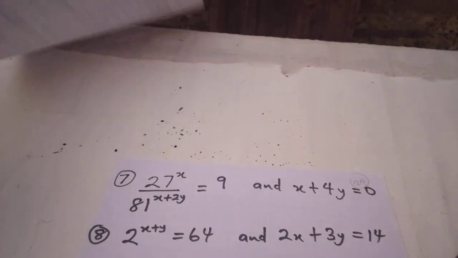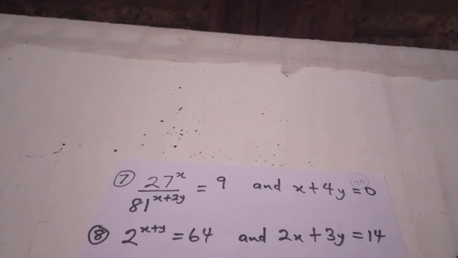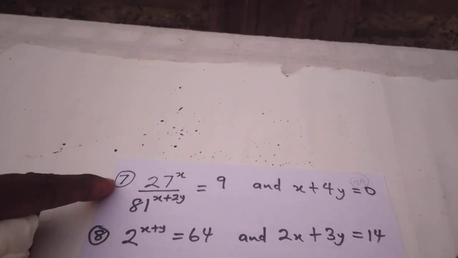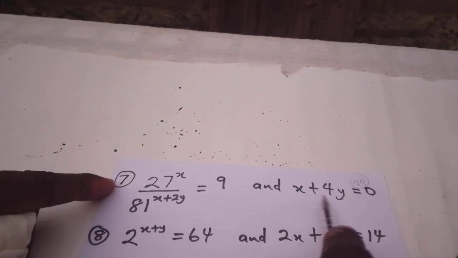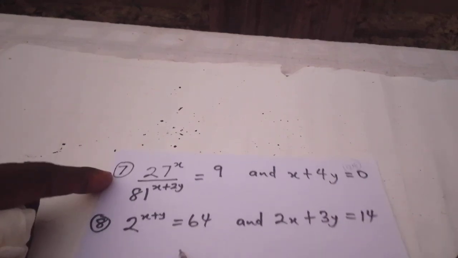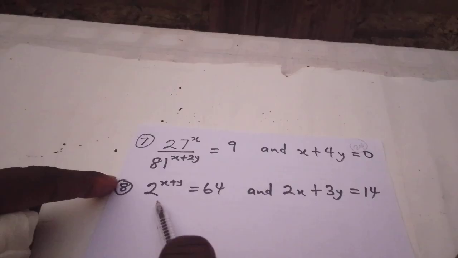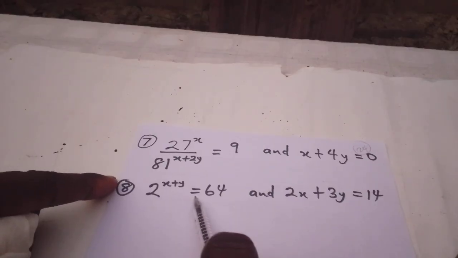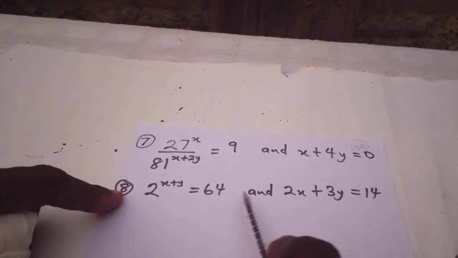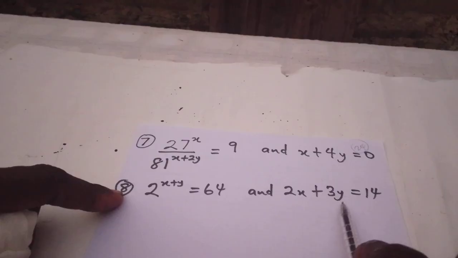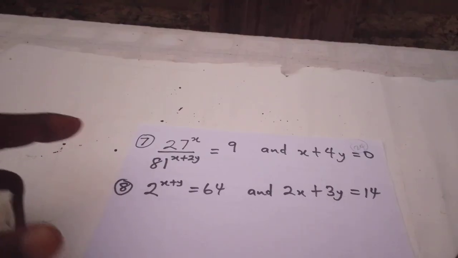Number 7: 27 raised to power x over 81 raised to power x plus 2y equals 9, and x plus 4y equals 0. Number 8: 2 raised to power x plus y equals 64, and 2x plus 3y is equal to 14.